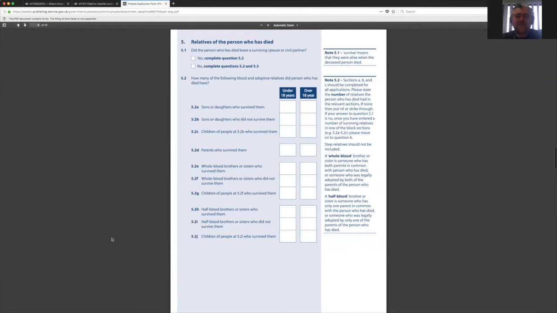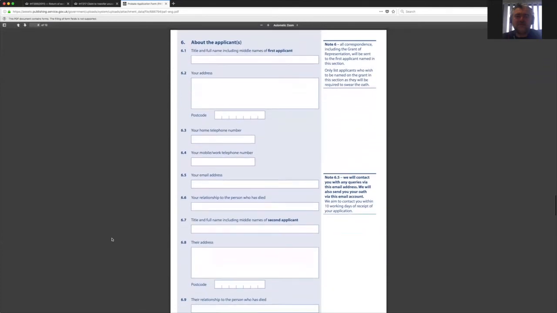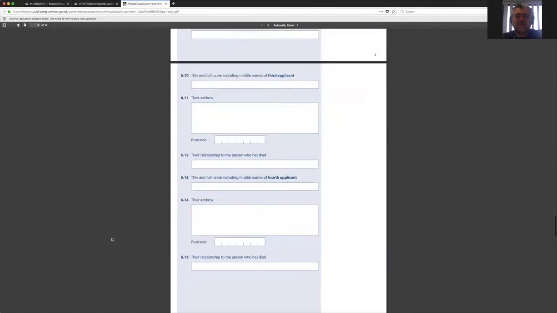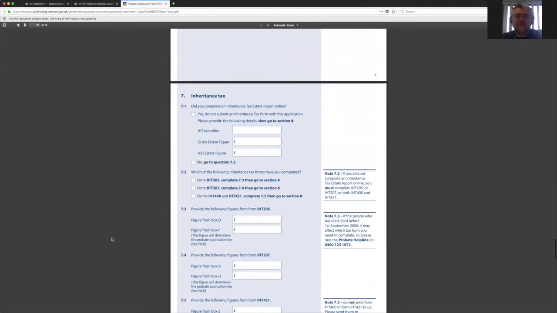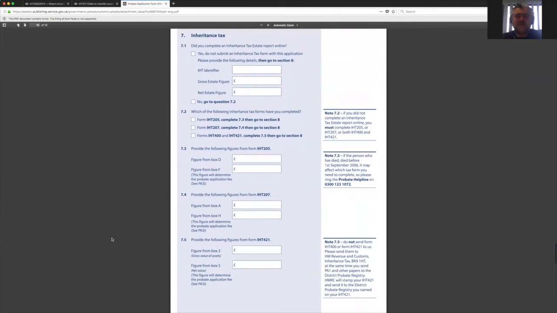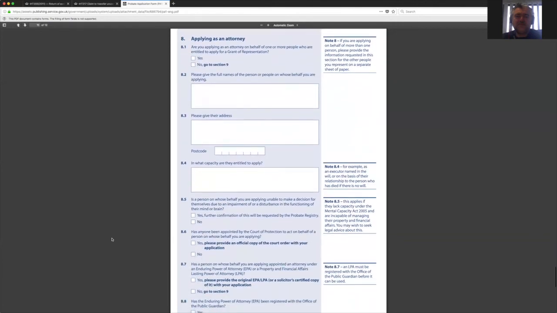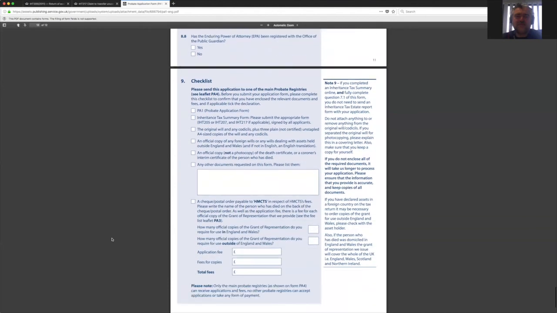Question 6, about the applicants, i.e. yourself, and you'll see that there's provision for up to 4 applicants. Question 7, this webinar is for people who don't have to pay IHT, so you only need to tick the boxes related to IHT 205, which are questions 7.2 and 7.3. Question 8 only applies if you are applying as an attorney. Box 9 is a very useful checklist.